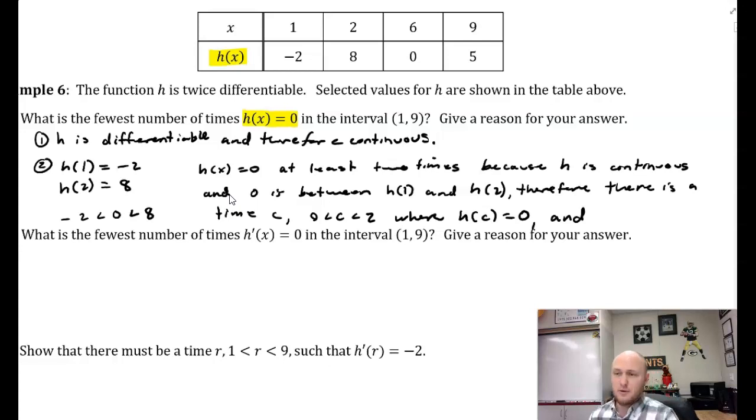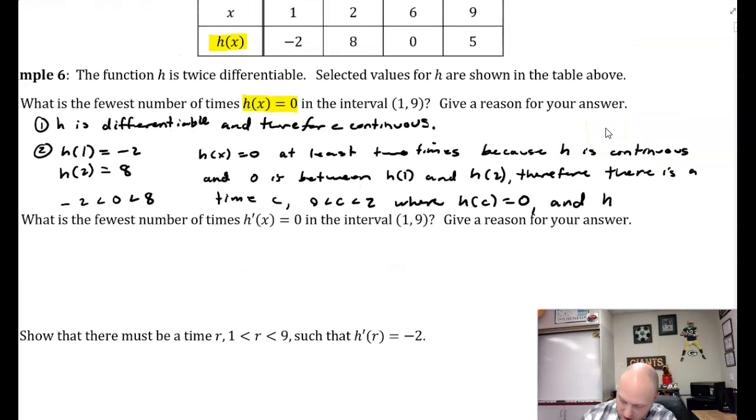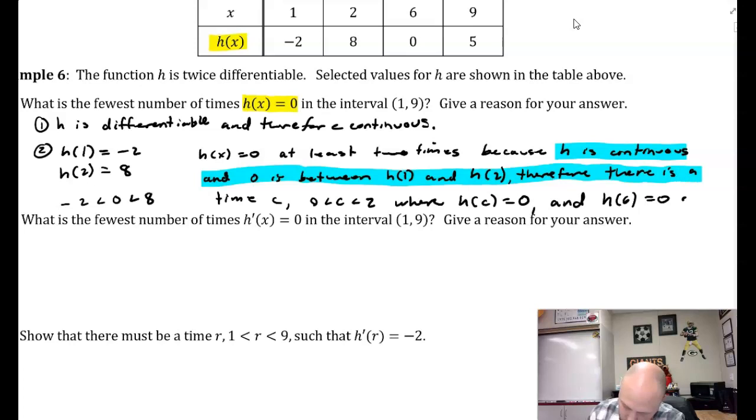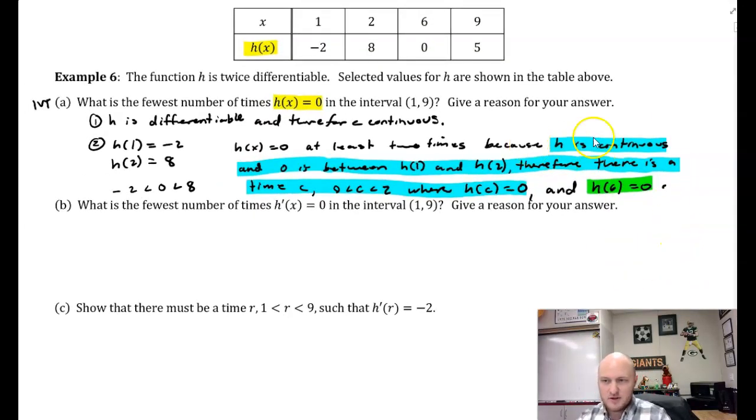And this might be a run-on sentence, but gratefully they don't dock you for punctuation and syntax. So h of c is equal to 0, and what else did we know? We also know that h of 6 is equal to 0. So I have shown my 2 times. Here is my justification for the first time. Whew, man, isn't that a lot? And then here's the second one. Nice and easy. Okay, so that could have been a lot worse if I had to justify it twice.